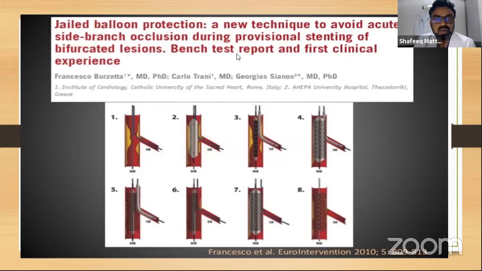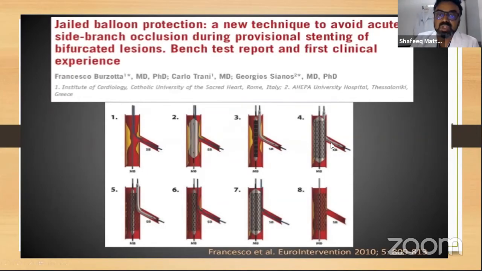This was first reported by a group in 2010. This novel technique that they proposed to avoid acute side branch occlusion is called jail balloon protection. Theoretically, after preparation of both the main branch and the side branch, the side branch balloon is positioned and the main branch stent is positioned. The side branch balloon is positioned level with, or maybe a little proximal to, the proximal end of the main branch stent.